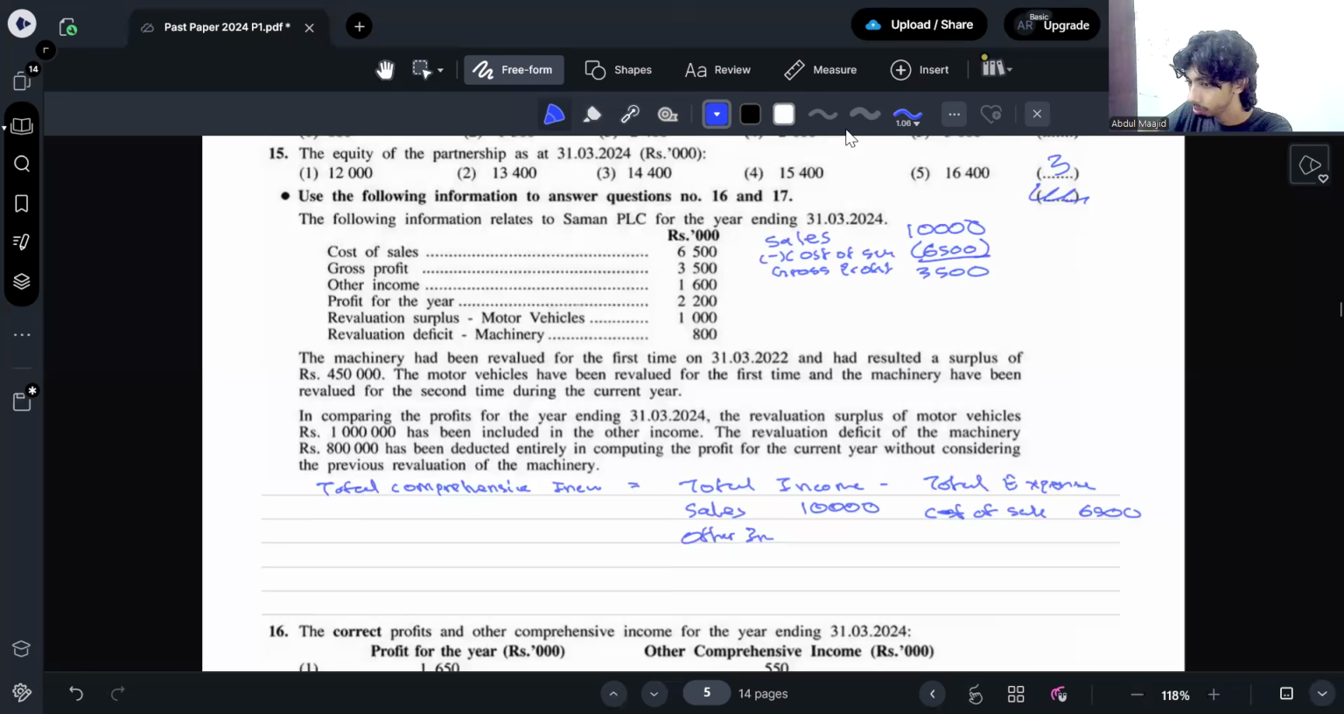Then other income you can put to income. Other income 1,600. Wait here. Then you can see here. Profit for the year is given. Profit for the year 2,200. Then how much will be the operating expenses paid? How much will be the operating expense? If profit for the year is 2,200,000, and the gross profit is 5 million. Ah, no, no, wait. You have to add the other income as well.